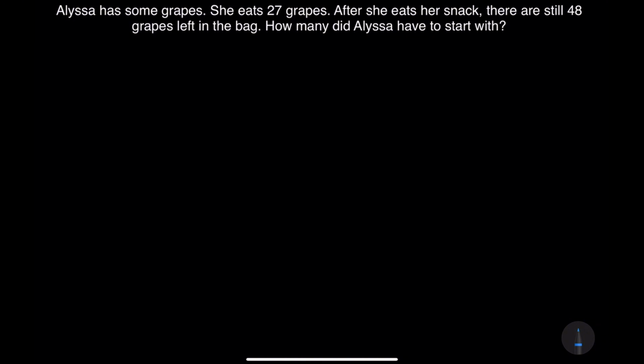Alyssa has some grapes. She eats 27 grapes. After she eats her snack, there are still 48 grapes left in the bag. How many did Alyssa have to start with?